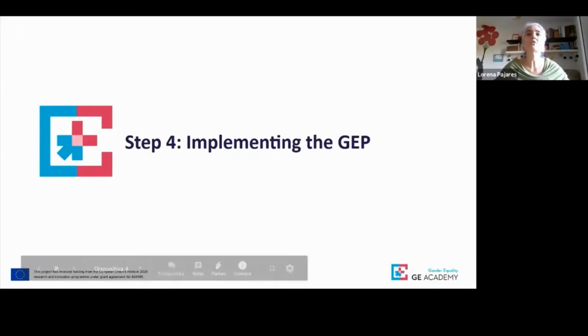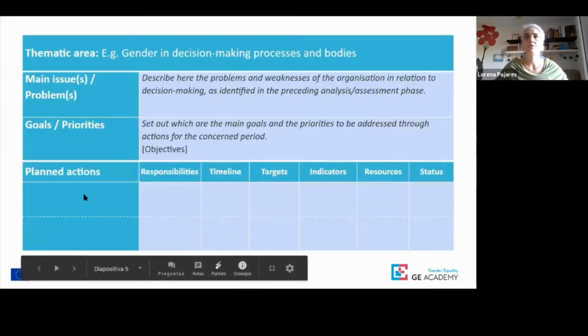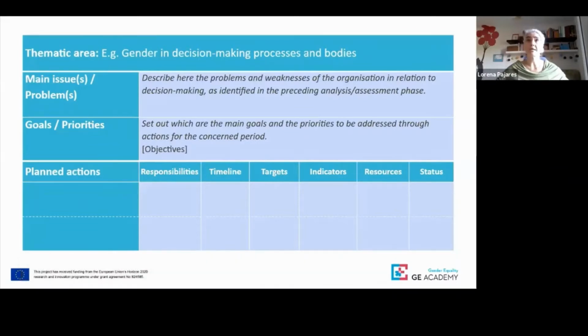Okay, so what are the main elements for implementing our GEP? All the components needed for a successful and effective implementation should be already included and detailed in our gender equality plan. Normally the plan will have a structure similar to this one. This is an example, but it includes everything that we need to get into the gender equality plan, and this is what will draw our road for implementation.